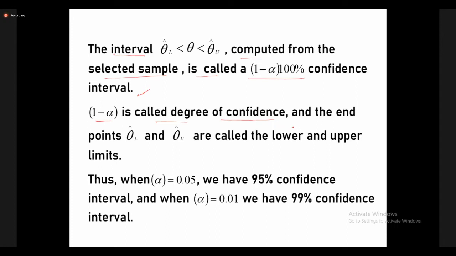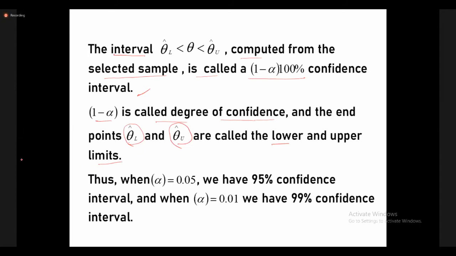And the endpoints theta L cap and theta U cap are called the lower and upper bounds, or limits. Theta L is called the lower limit and theta U is called the upper limit. As for today, we'll finish the theory part. Tomorrow onwards, we'll discuss the problems.